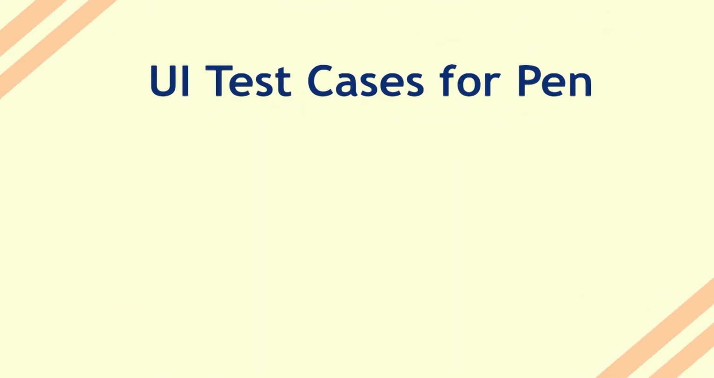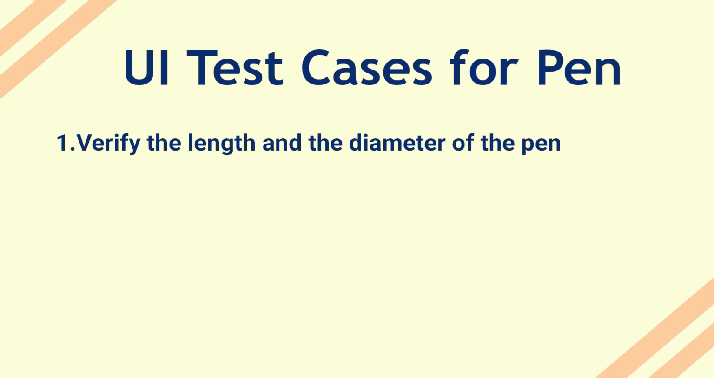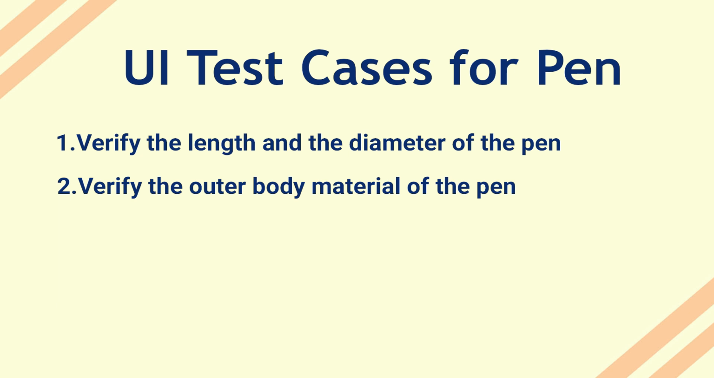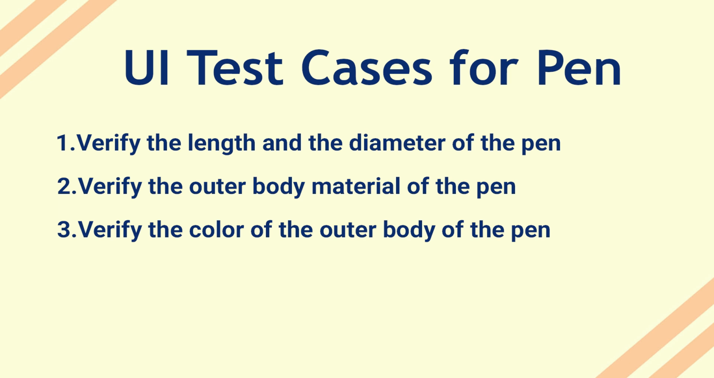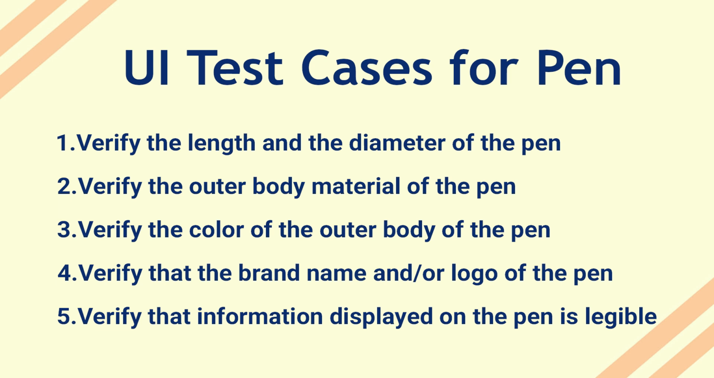User interface test cases for pen. The UI test cases cover the testing of the graphical user interface of the application to be tested, which is pen in our case. It will include test cases like: verify that the length and the diameter of the pen are as per the specifications. Verify the outer body material of the pen, if it is metallic, plastic or any other material. Verify the color of the outer body of the pen. Verify that the brand name and/or logo of the company creating the pen should be clearly visible. And the last one. Verify that any information displayed on the pen should be legible and clearly visible.